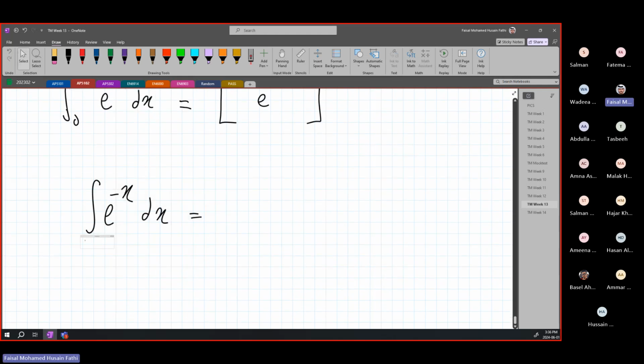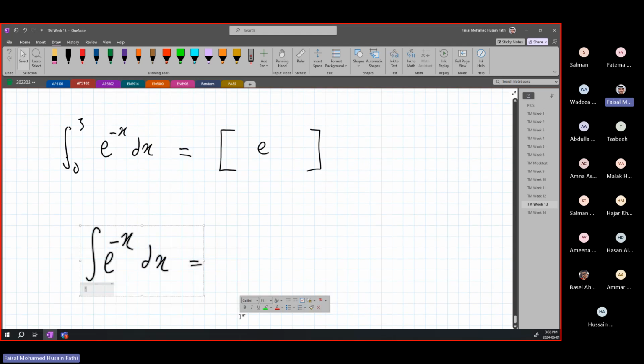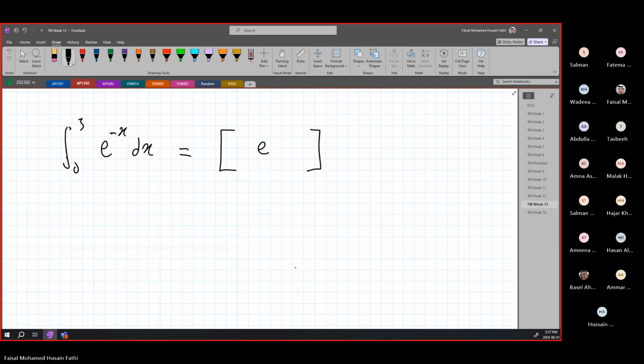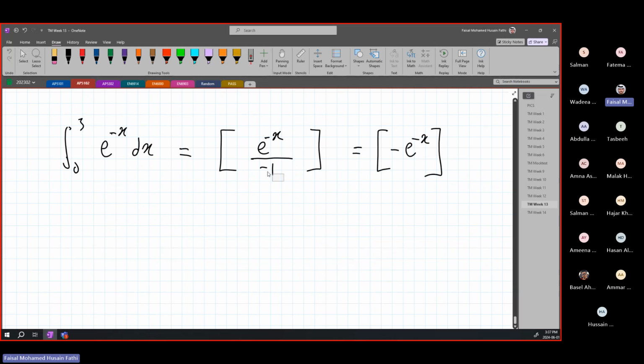Yes, this is what I wanted to see. Let me do it step by step. So it's e power minus x divided by minus 1. All right, so in other words, it is equal to minus e^(-x). Okay, a lot of people usually forget this minus 1. They see e to the power x and think it's the same thing.